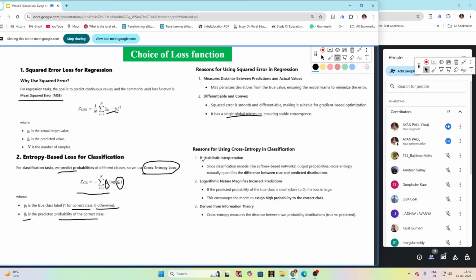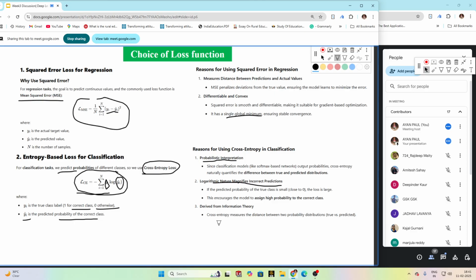Reasons for using this: first, it has a probabilistic interpretation. Second, this logarithmic nature magnifies the incorrect prediction. Unlike regression, where we have actual values, here we have things in terms of probability. So that is why this log term is more important here, because by this log term we are magnifying our probability to get more knowledge about the error.